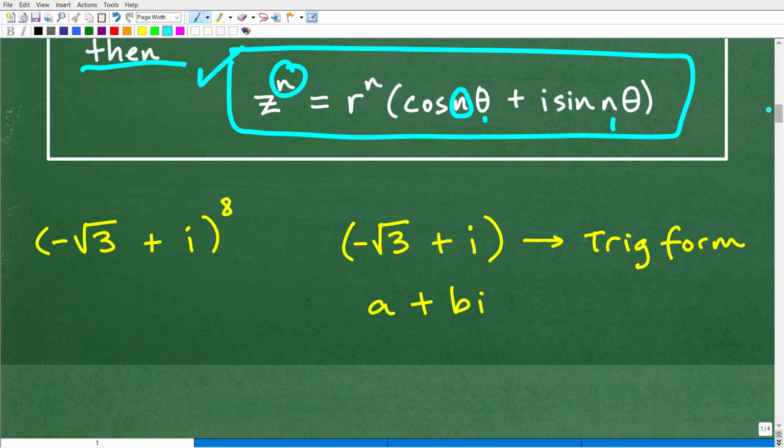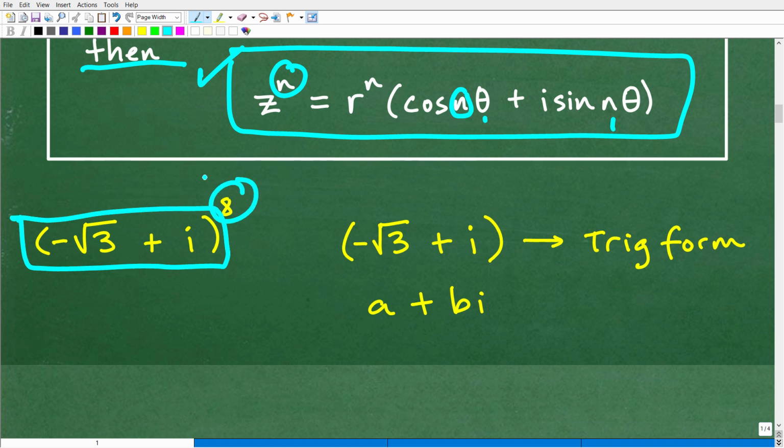Okay, so first things first, here is our problem. We have this complex number, okay? We want to take it to the eighth power. So we can't do anything. This is our complex number z, okay? We're going to take it to the eighth power.